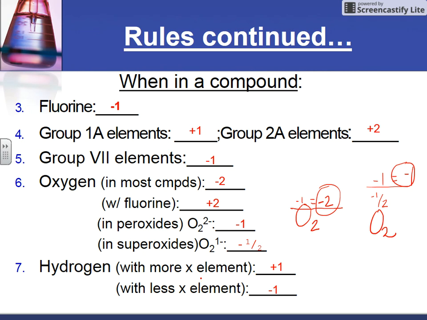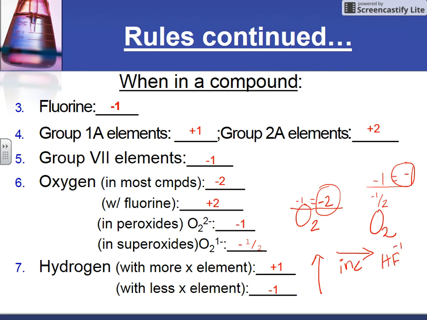Okay, hydrogen. If hydrogen is with a more electronegative element than he is, now remember, electronegativity as you go up and across the periodic table increases, and hydrogen's electronegativity is a 2.1. Now, if hydrogen is with a more electronegative element, for example, if he's with fluorine, HF.